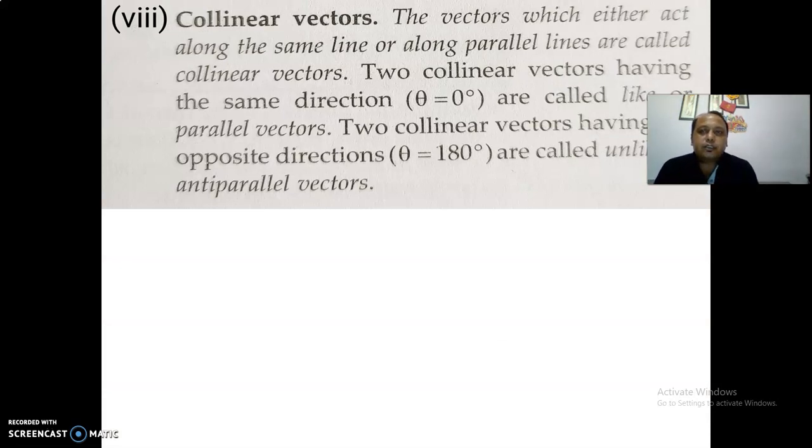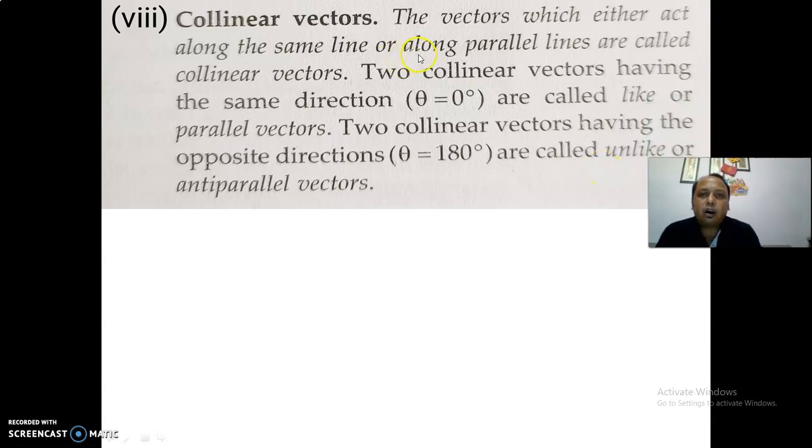Next type of vector that we are going to discuss here is collinear vector. The vectors which either act along the same line or along parallel lines are called collinear vectors. Two collinear vectors having the same direction, that is angle between them will be 0 degree, are called like or parallel vectors. Two collinear vectors having opposite directions, angle which is 180 degree, are called unlike or anti-parallel vectors.